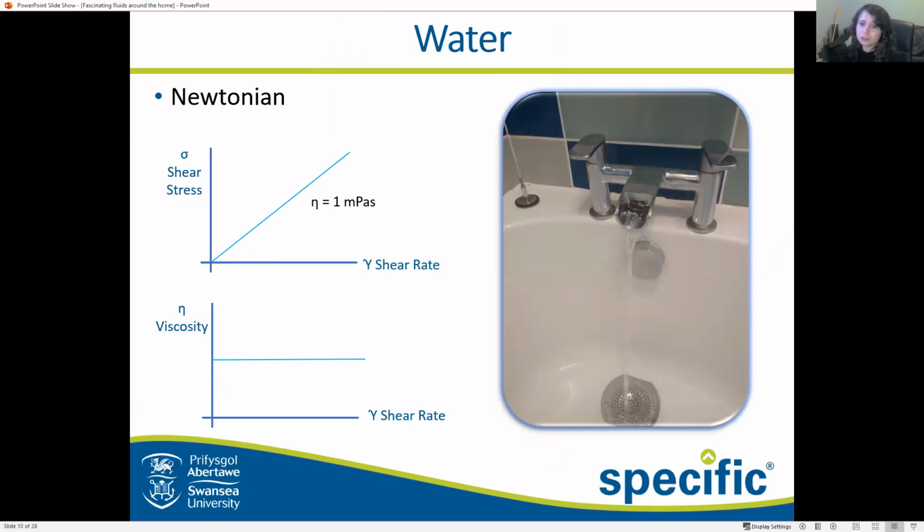So water is a Newtonian fluid, which means that no matter how fast I stir it or how long I stir it, so no matter what shear force I'm applying, it will flow exactly the same, and will have the exact same viscosity for any shear rate or shear time, with a linear relationship between the amount of stress applied and the shear rate. And in this case, the viscosity is defined as 1 millipascal.